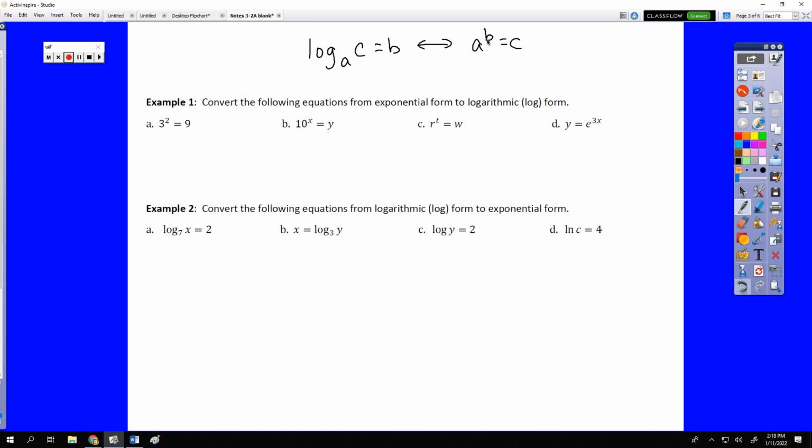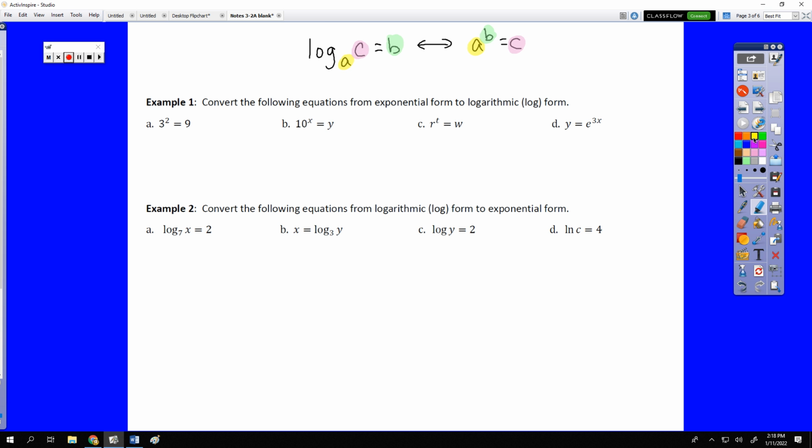This is why I usually use the Algebra 2 letters, because I have those memorized. Okay, so all we're doing is taking these expressions and rewriting them. So we have here a base, we have an exponent, and we have a value. And just like on the previous screen, all we're doing is rearranging those.